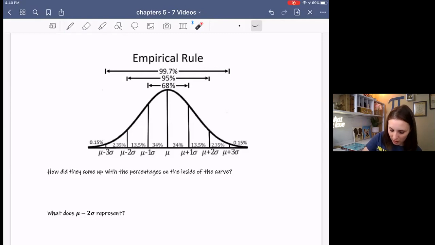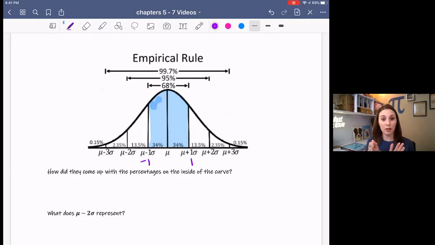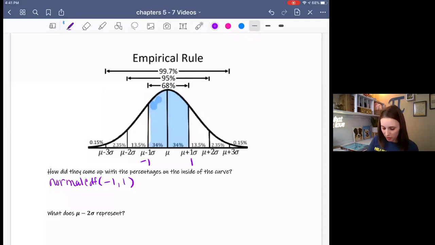So let's find this area real quick. It represents a range of -1 to +1. Those are the z-scores associated with those places on the scale. So either use your table or your calculator to find the area between z-scores of -1 and +1. If you had typed this into your calculator, you should get about 0.68, which is 68%. And that's so wonderful. So that's where that number came from.